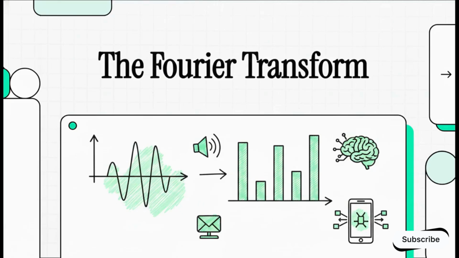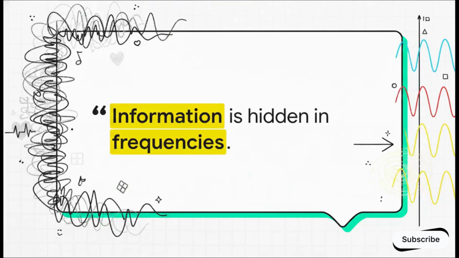You know, the equation we're decoding today, it really isn't just math. It is a fundamental law of physics, a mathematical coordinate transformation that literally powers almost every single piece of digital technology you interact with, from the way your smartphone compresses a video to the way artificial intelligence inherently understands human language. We are going to demystify the Fourier transform, and we're going to do it by fundamentally shifting exactly how you perceive data. Information is hidden in frequencies.